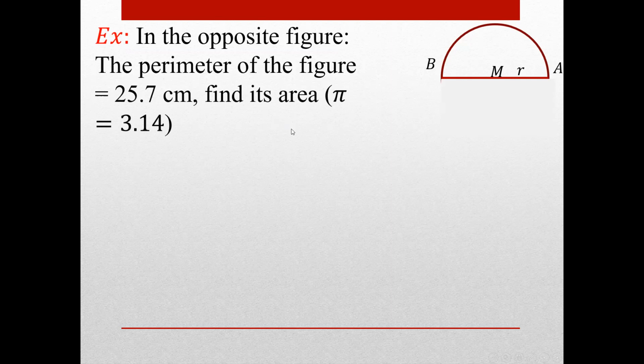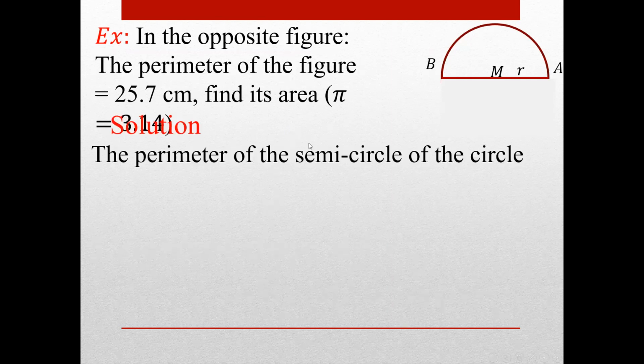The area of a half circle will be half times pi times r squared. I want to know the radius r. The perimeter of a semicircle will be pi r plus 2r, where 2r means the diameter. He said that the perimeter equals 25.7, so 25.7 equals 3.14 times r plus 2r. I don't know r, so I keep writing r plus 2r.